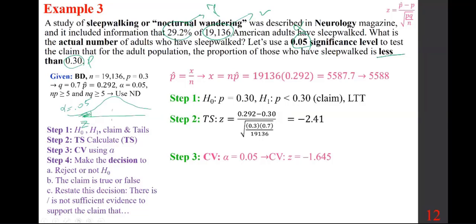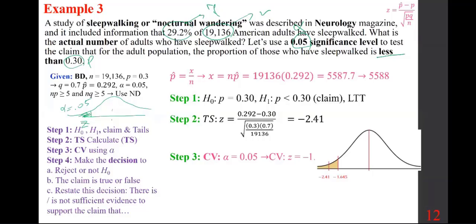What about the test statistic? The test statistic is way into the rejection region. Negative 2.41 is to the left of this number, which puts it into the rejection region. So this is the graph. Those are the numbers. Negative 2.41 is to the left of negative 1.64, which means it's way into the rejection region. You are going to reject H0.